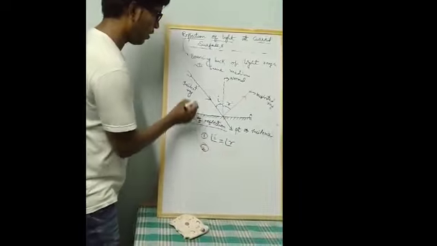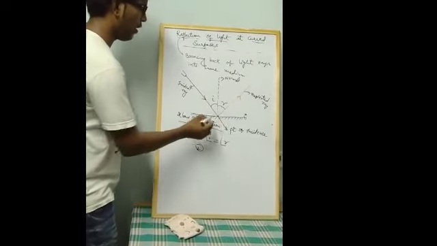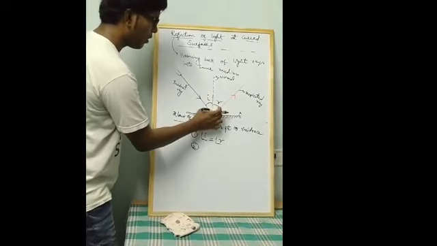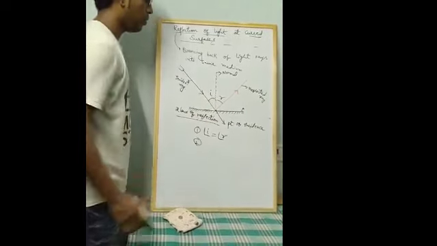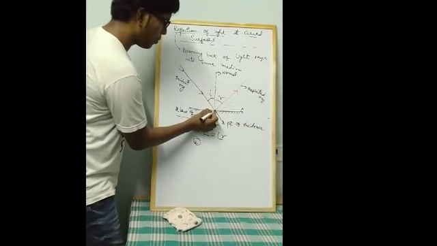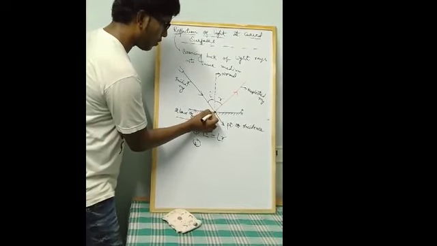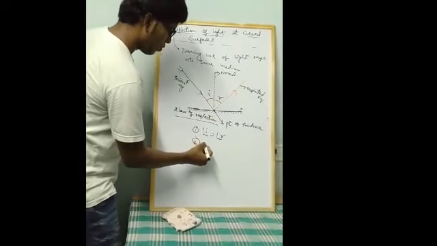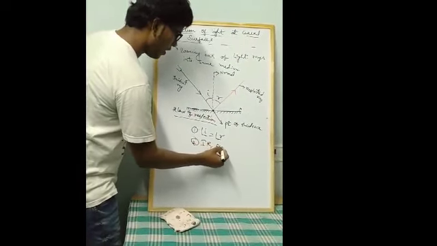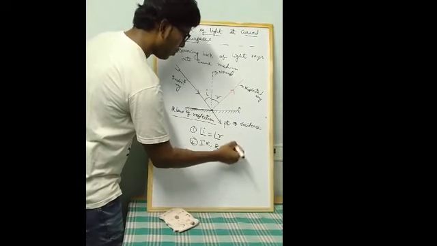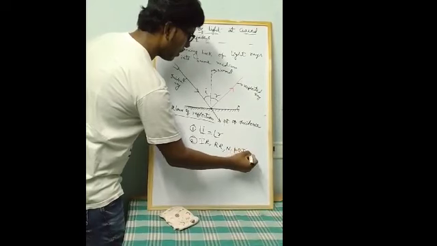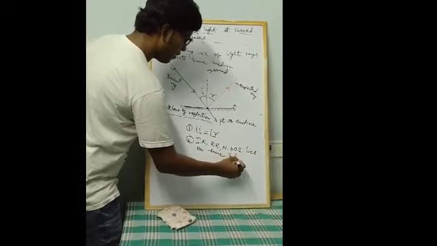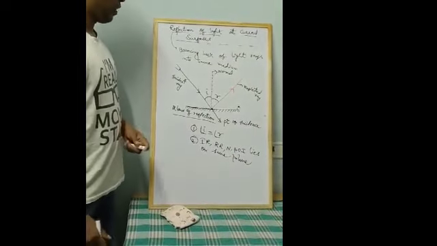And the second law of reflection is: the incident ray, the reflected ray and the normal, meeting at the point of incidence, all lie in the same plane, on the same surface. So the incident ray, reflected ray, normal and point of incidence lie on the same plane, and this is called the second law of reflection.